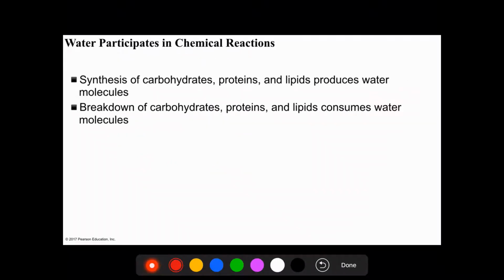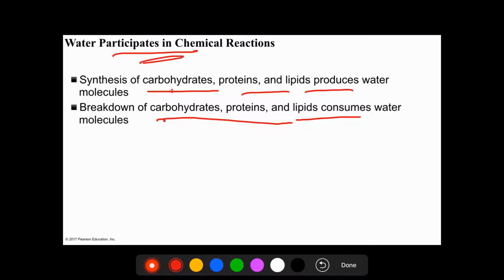Also, water is very critical since it participates in chemical reactions. In reality, synthesis of carbohydrates, proteins, and lipids produces water molecules, and breakdown of carbohydrates, proteins, and lipids will consume water molecules. So these are dehydration or hydrolysis reactions that lead to either making large molecules or breaking these large molecules. So water participates in these chemical reactions.